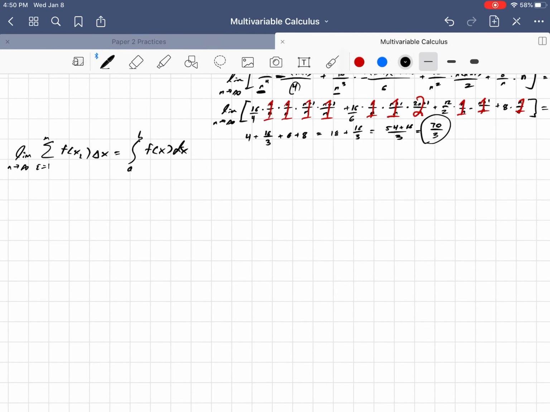some useful properties of integrals, and this is one you'll do so much you'll almost be robotic. If you've got the integral from a to b of some constant times f of x dx, then you can pull that constant out. That's c times the integral from a to b of f of x dx.